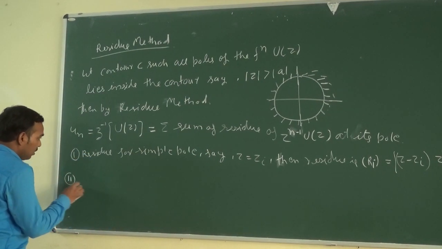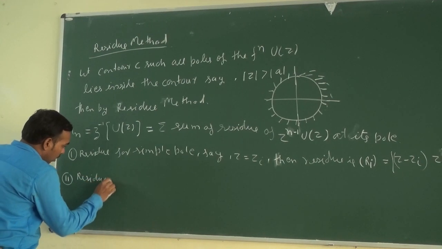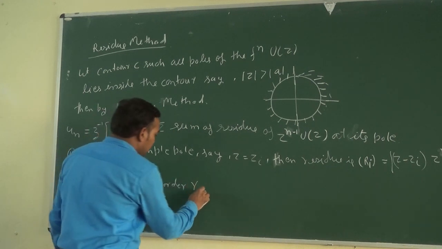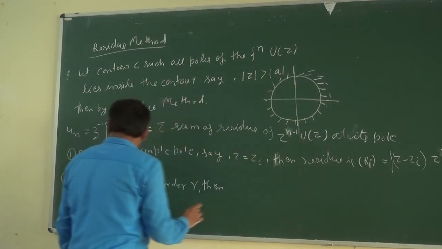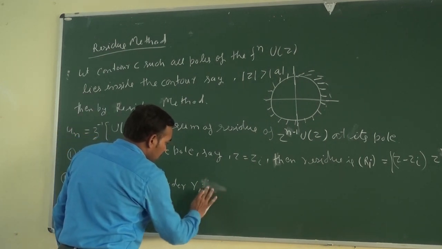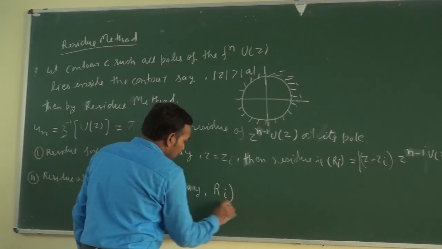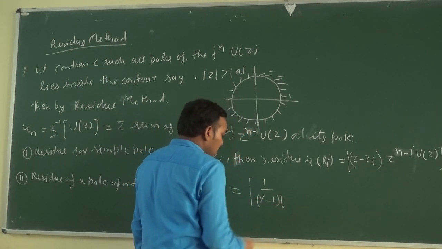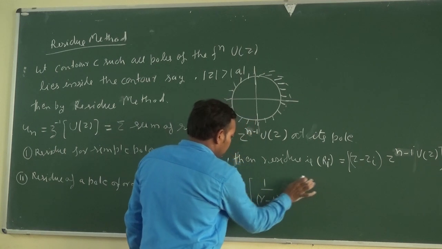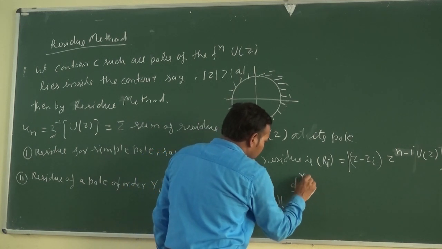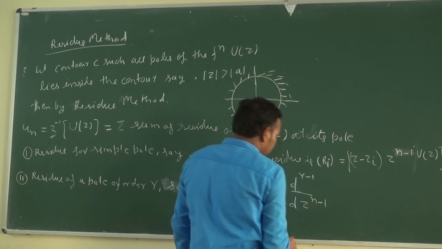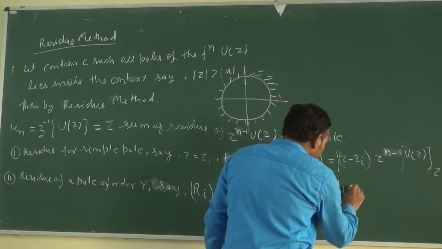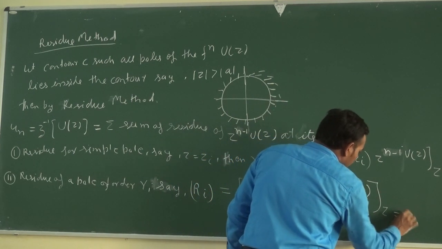And second is the residue of a pole of order R. Then the residue of a pole of order R, say Ri, we can write as 1 upon (R minus 1) factorial, d to the R minus 1 by dz to the R minus 1, means derivative, of Z to the power n minus 1 U of Z at Z is equal to Zi.